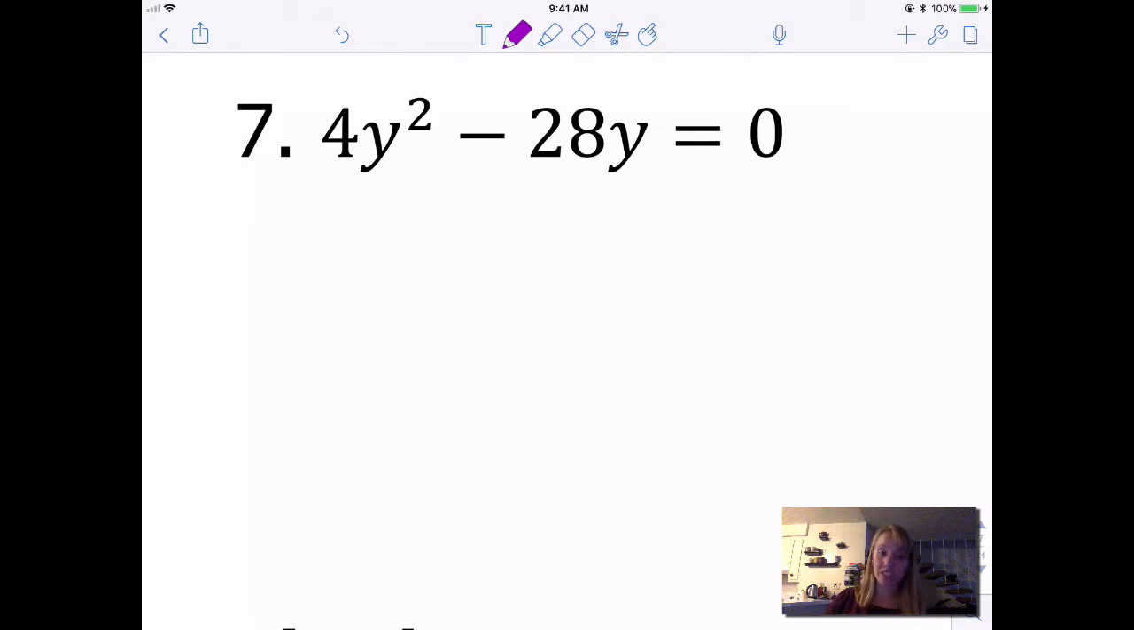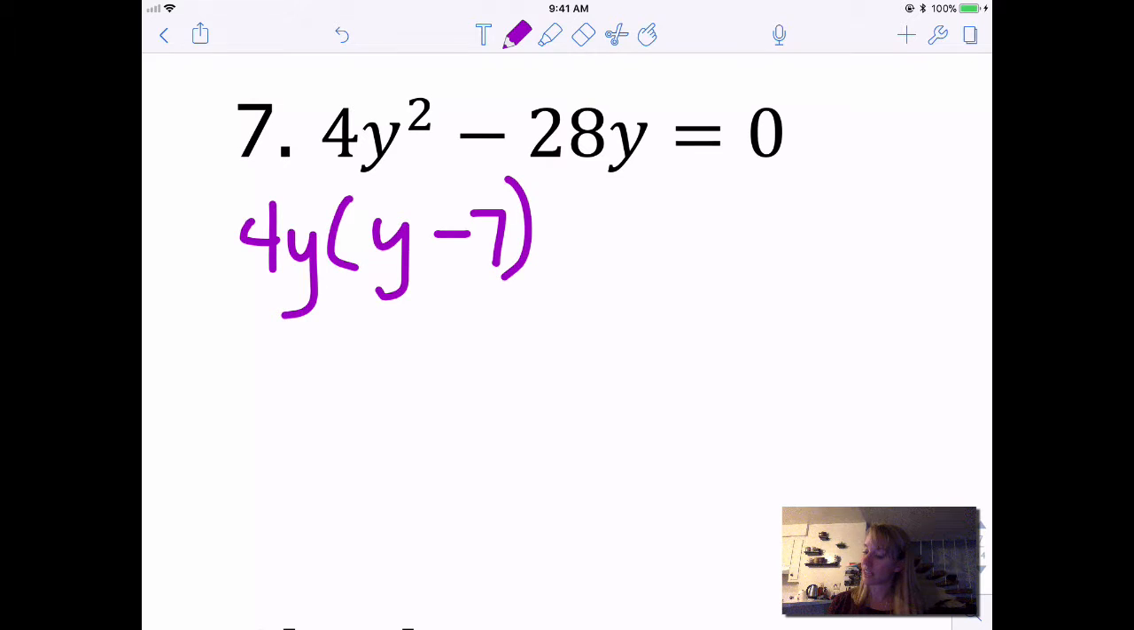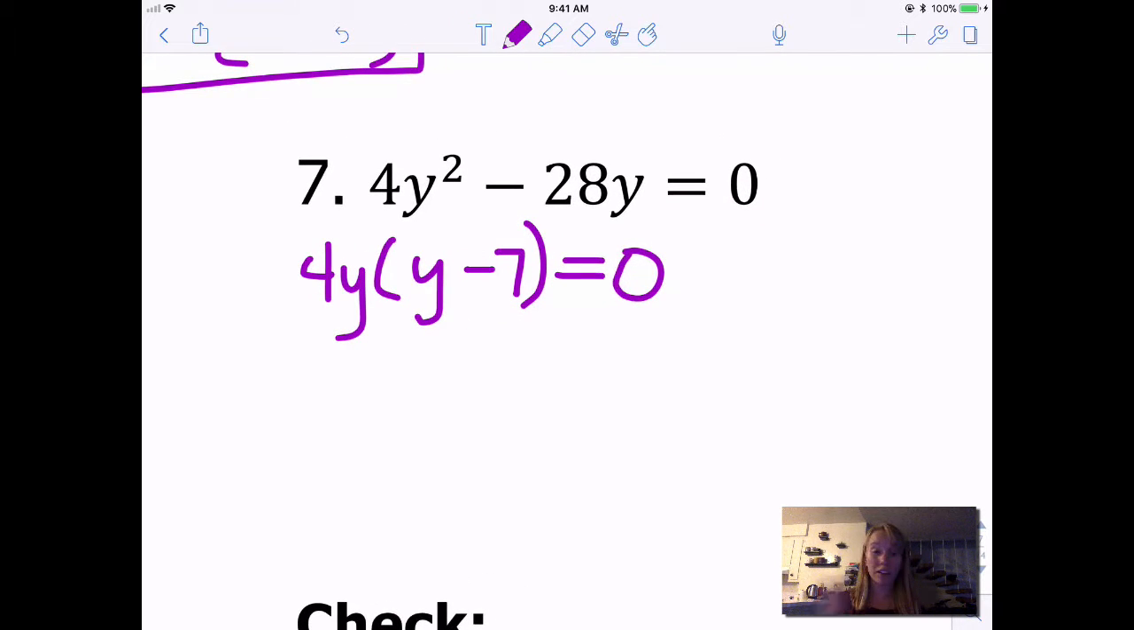So we've done GCF so far. It looks like there is a 4 as a GCF for my numbers, and they each have at least one y. Okay, so 4y times y is 4y squared, and 4y times negative 7 is negative 28y, and that's equal to 0. That's what we did in the first 2 videos. That's just GCF. So GCF is kind of my first step.